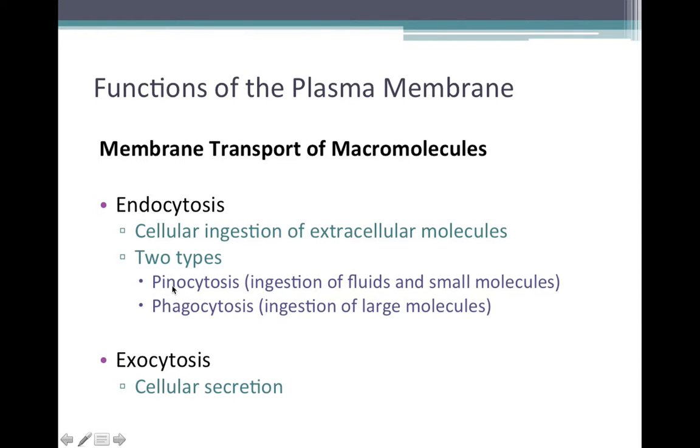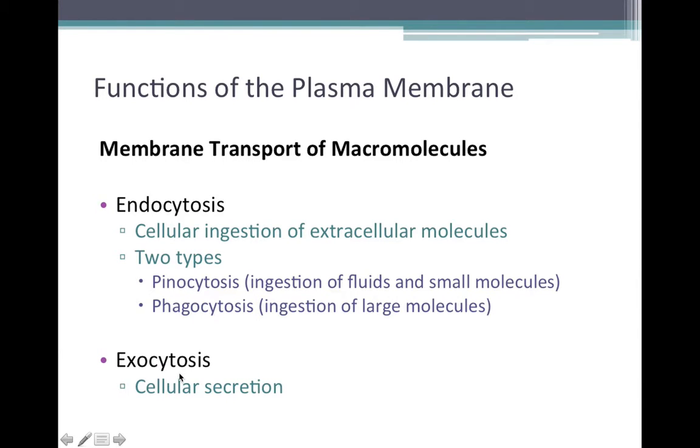And there's two subtypes. We have pinocytosis and phagocytosis. Pinocytosis is just like ingestion of water and small molecules by taking gulps of that extracellular water. And then phagocytosis is an ingestion of larger molecules that typically involves things like receptors that can kind of activate that process.